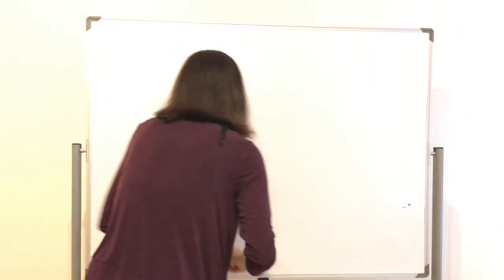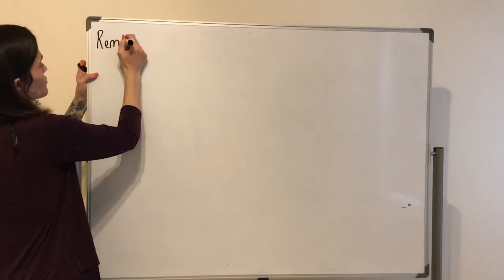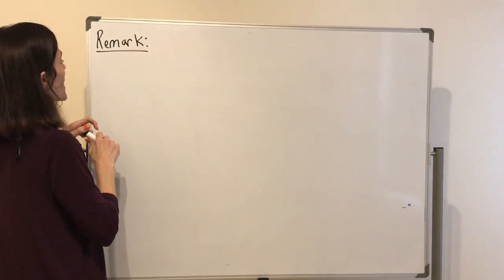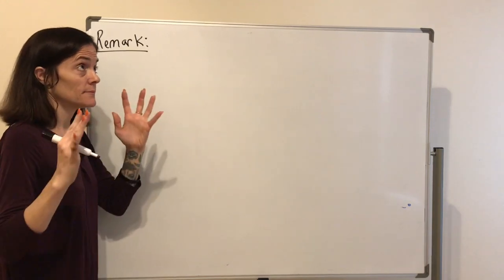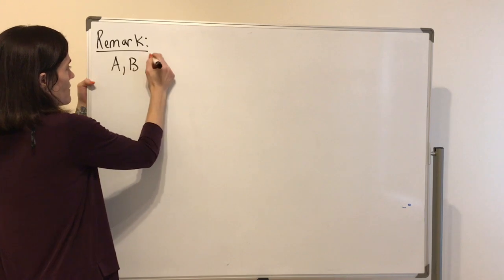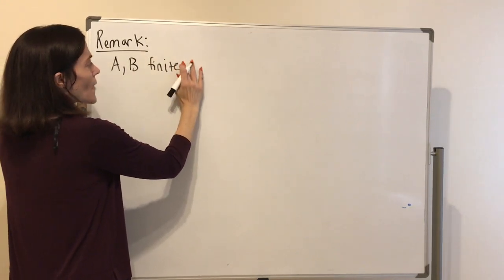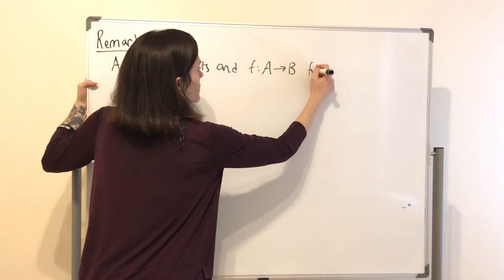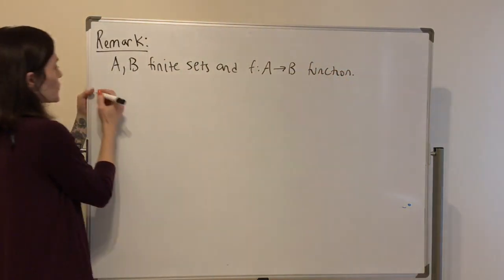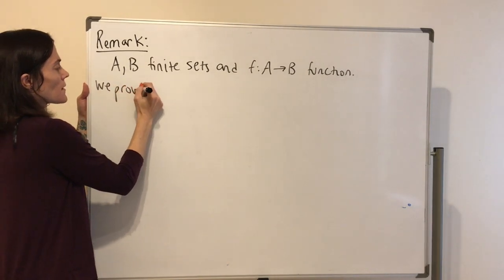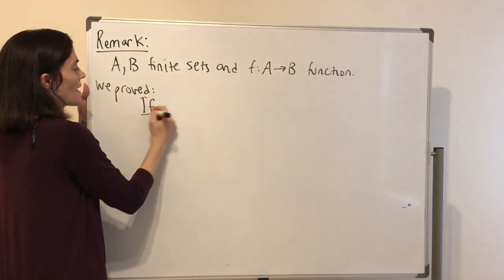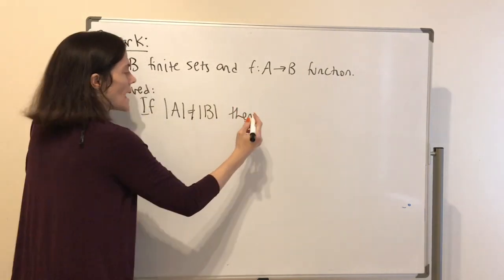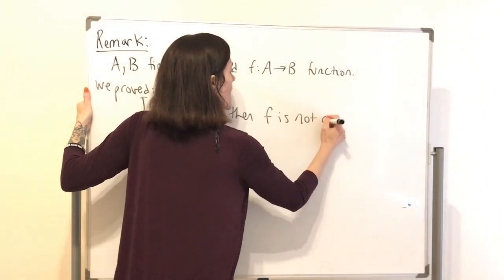Okay, so here is my remark. It's a remark about what we have proved, and then we'll restate it. My remark is the following. Well, okay, what's my situation? I have A and B finite sets, right? This is throughout. And we have f from A to B, a function. Here's my remark. So we have proved the following. If the cardinality of A is not equal to the cardinality of B, then f is not a bijection.